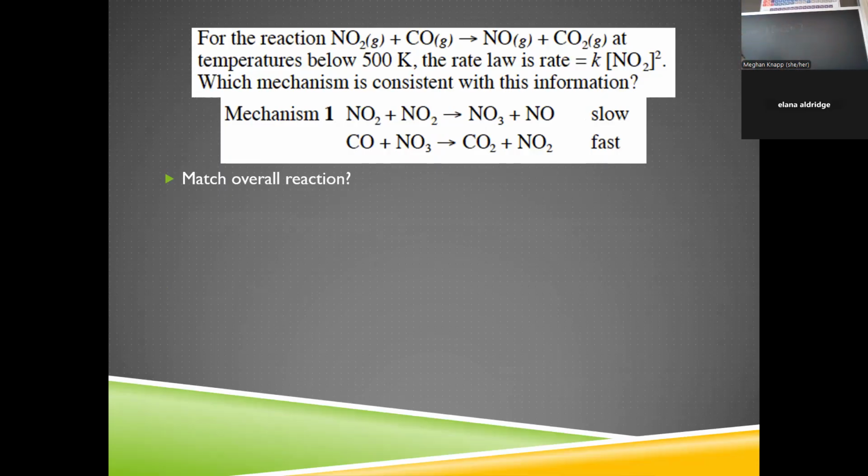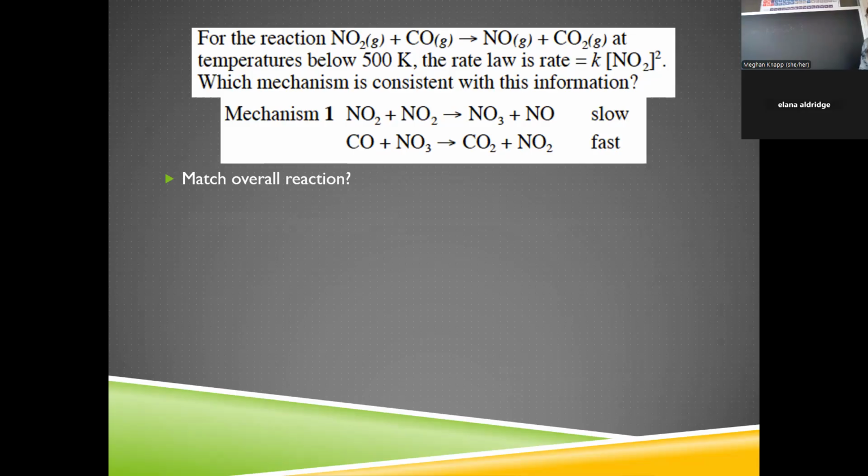So our NO3s are going to cancel out. That's an intermediate. We have an NO as a product here, and then as a product there. We have a CO2 as a product here, and as a product here. And we have, let's see, two NO2s here, but only one up there. Is that a problem? Or do we cancel out one of the NO2s? Yeah, because the second step has that as a product there. Okay, so it does match the overall reaction.